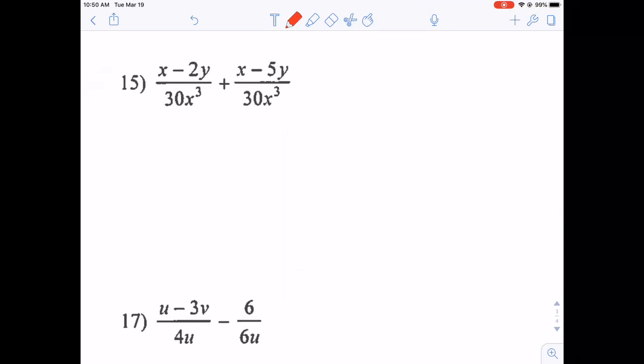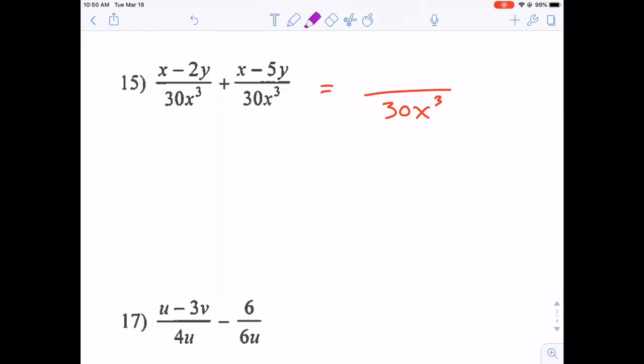Okay, this one has a common denominator already, in number 15. So since it already has a common denominator, we're ready to just put them all together. Combining like terms, x and x is going to give me a 2x. And then we're combining a negative 2y and a negative 5y, so 2x minus 7y. At this point, we should try to factor the numerator. Nothing does factor here, so we're actually finished with that problem.